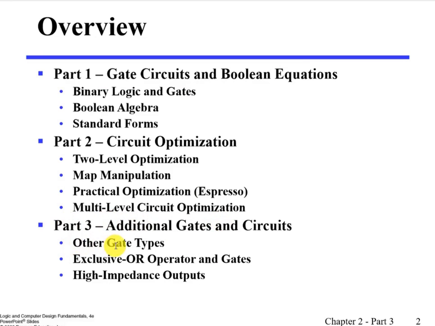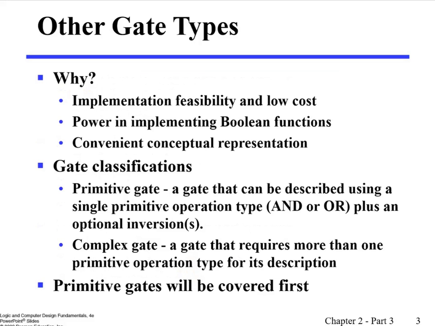We will first study other gate types, right? In addition to those simple AND or NOT gates. Also, we'll see the exclusive OR operator and so-called universal gates. We'll also see high impedance outputs. Why we may need to consider other types of gates in addition to AND and NOT gates.